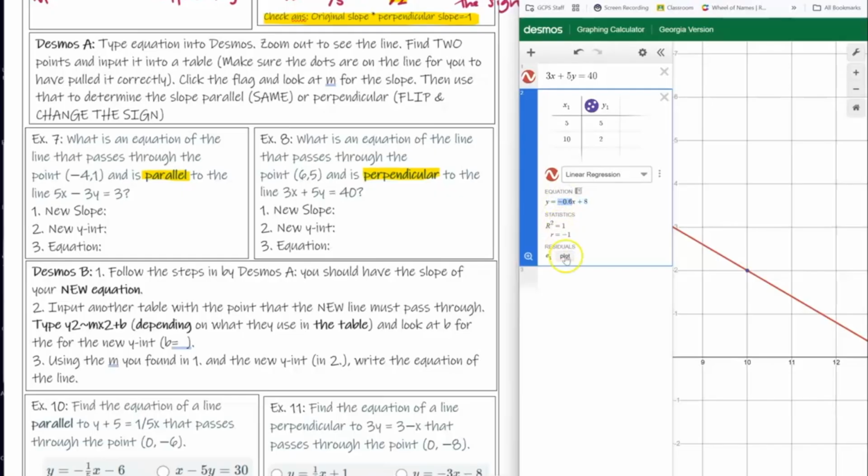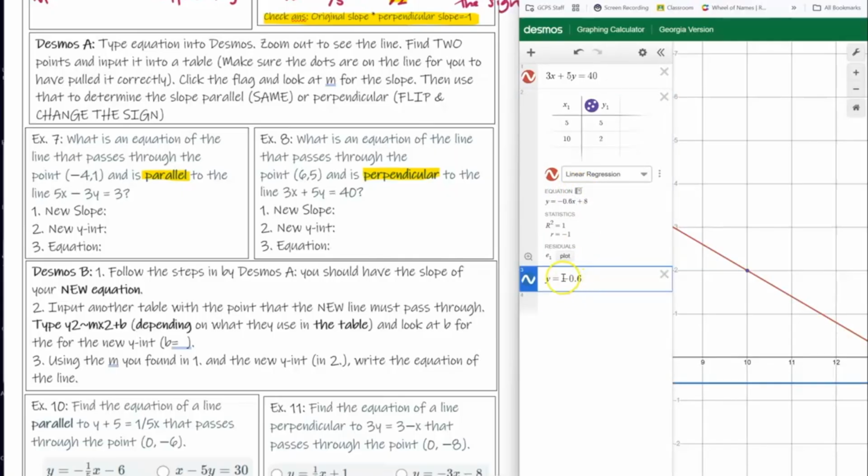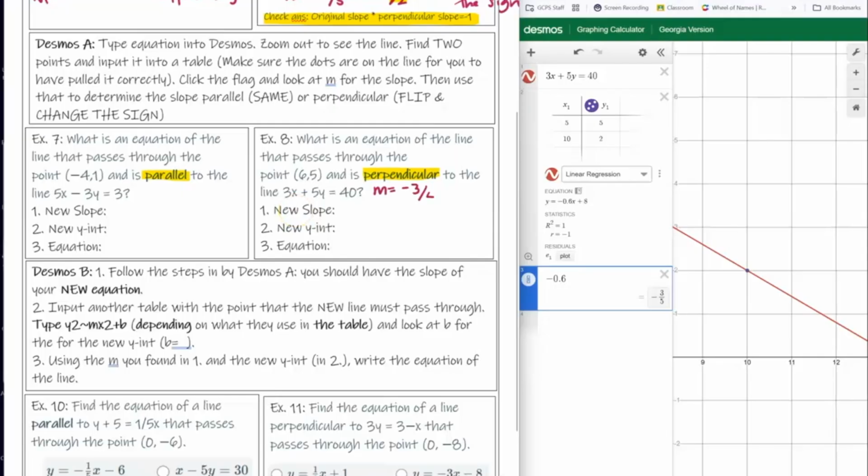So I'm going to copy that. Oh, and I forgot this because it's been a while. If you click this, it'll copy it for you. And then I can just delete all my extra things here, make it a fraction. So my slope for this line, which we know we call M, is equal to negative 3 over 5.